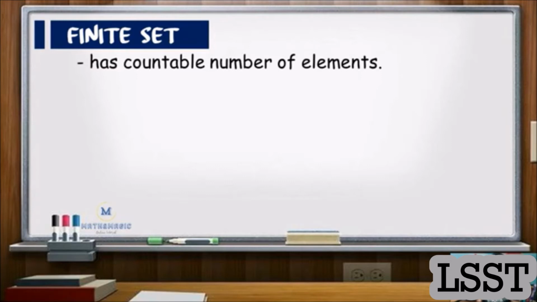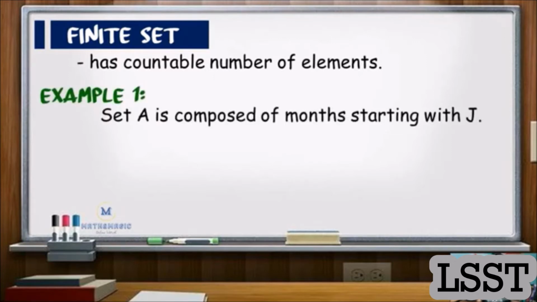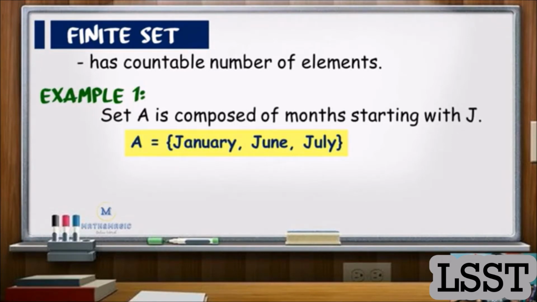If it does not, then that is infinite. So here are examples of finite set. We have set A composed of months starting with J. So you have the elements January, June, and July. So there are 3 elements in that set.